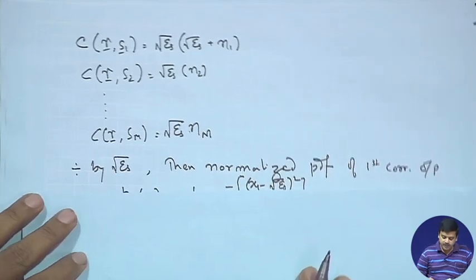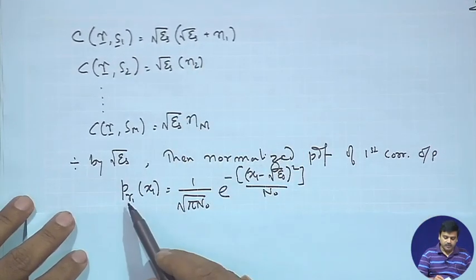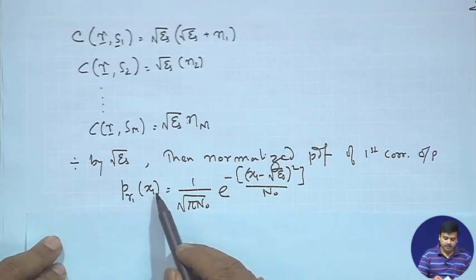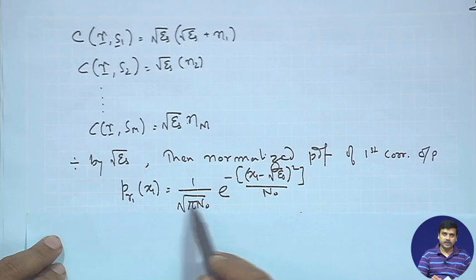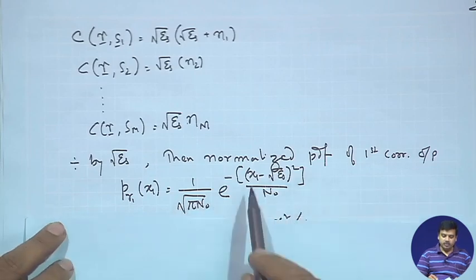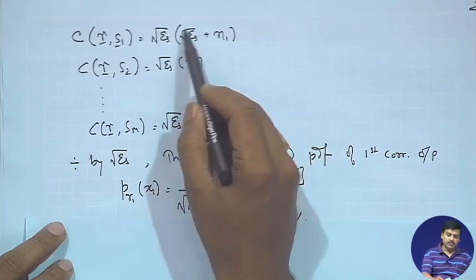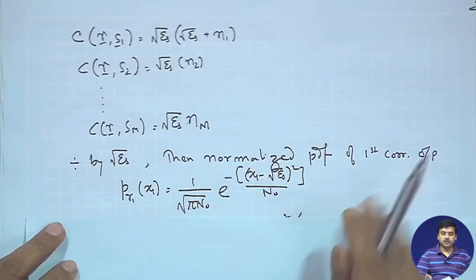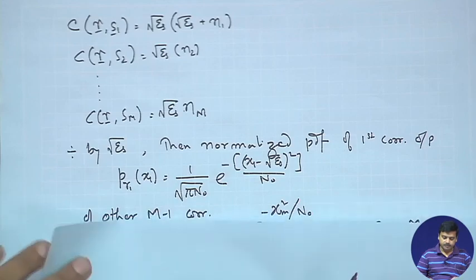Then the normalized PDF of the first correlator output, that is what you have over here, is given by P R1, that means the component on the first one, let x be that variable, 1 by root pi N0, because sigma squared n is N0 by 2, there was a 2 pi sigma squared n, 2 and 2 cancel, and e to the power of minus (x1 minus root Es) squared over N0, because this is the mean of the signal, and this is the Gaussian distribution with variance of N0 by 2. This we have been using before.